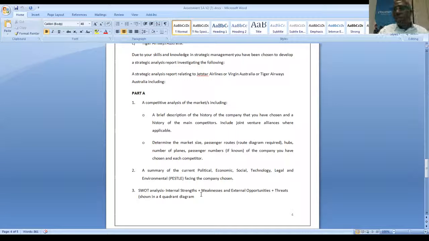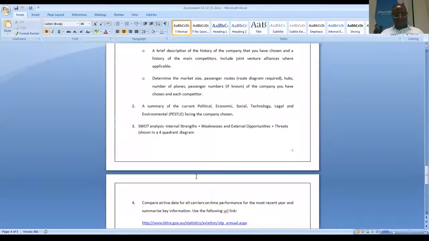It could be price, it could be comfort, it could be leisure, it could be because they've got a wide spectrum of routes, or they've got many alliances, they can fit you, and go even to some of those places you've never been, like Timbuktu. So we need to know that. And a summary of PESTEL. Important: you can't submit without market analysis, without your PESTEL and the SWOT analysis.